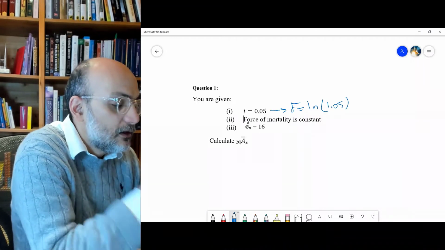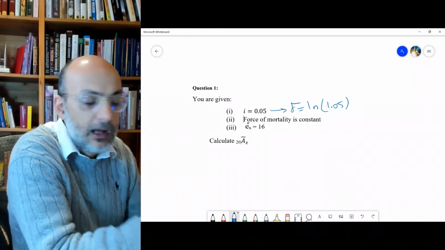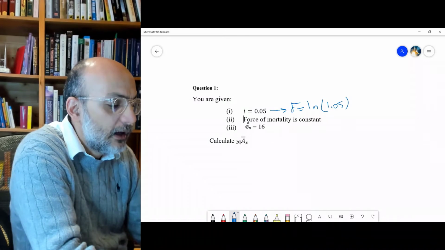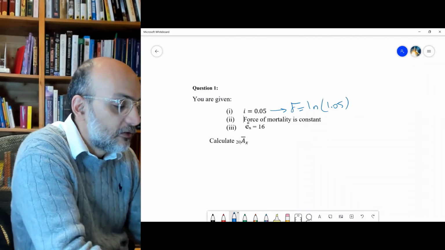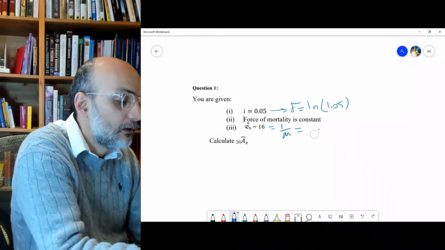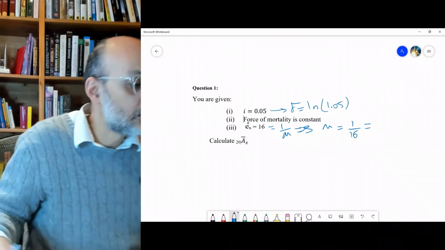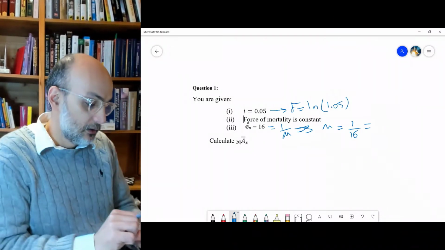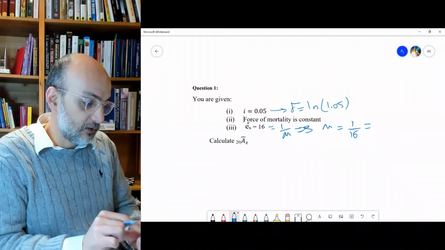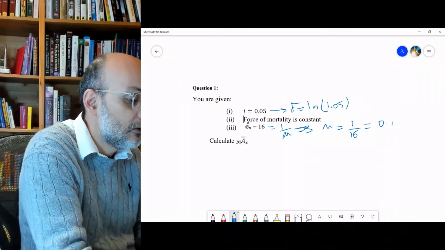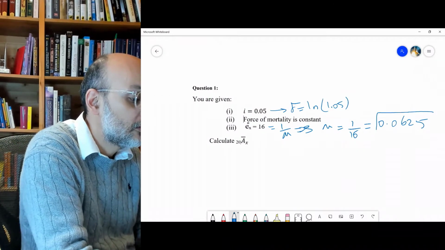And the second thing, you're not given mu, the force of mortality, but you're given the expected life, or life expectancy. So this one we know is 1 over mu, so mu will be 1 over 16, and it will be 0.0625. Where's my calculator? 1 over 16 is 0.0625, right? So this is your mu.